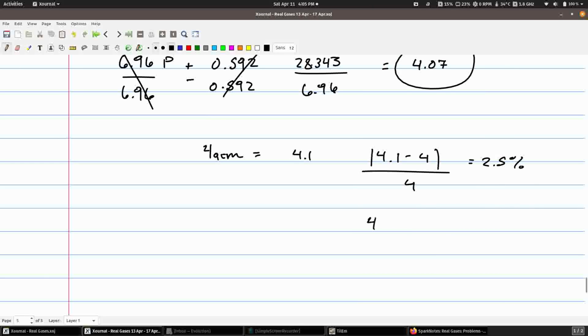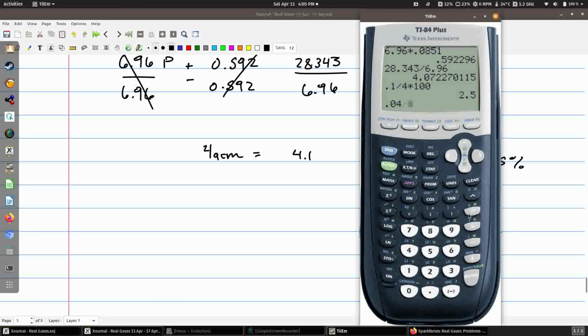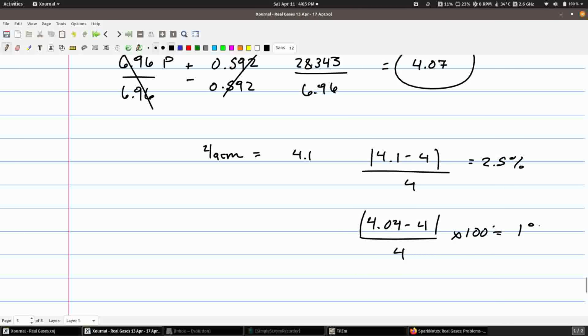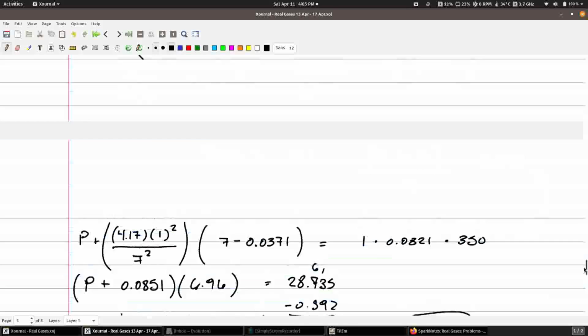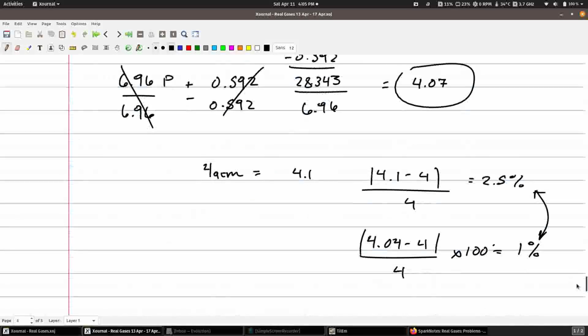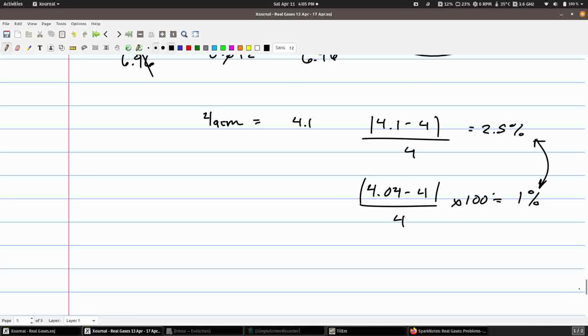Whereas you have 4.04 minus 4 over 4 times 100. You have 0.04 divided by 4 times 100, and that's going to be 1%. So it's a lot more accurate and precise to use the van der Waals equation. I know they don't look easy, but they really are if you just take the time to set the problem up correctly. If you have any questions, make sure you go to my office hours, as I'm sure many of you are going to. And that's it for this video.